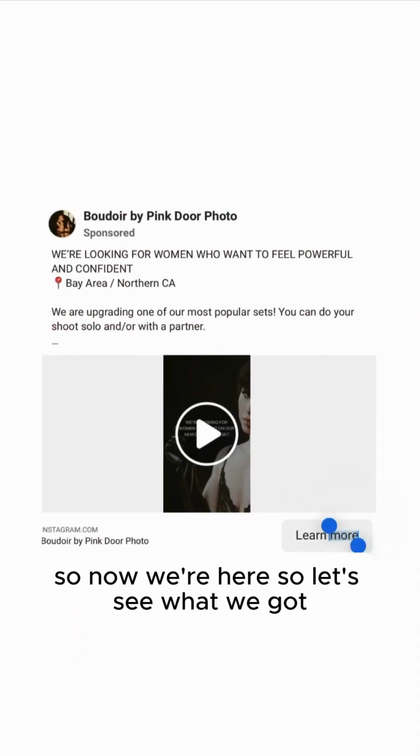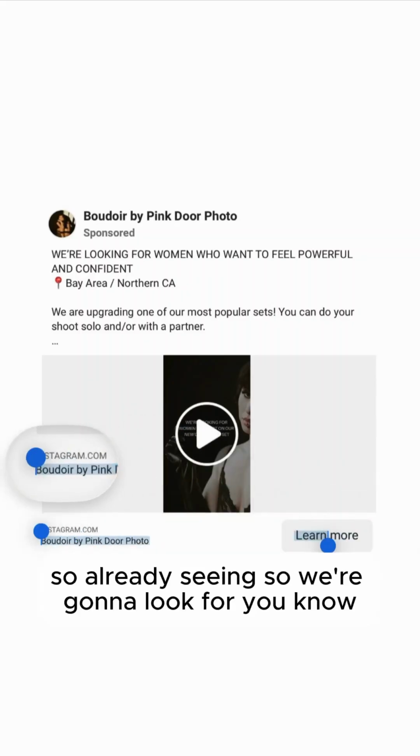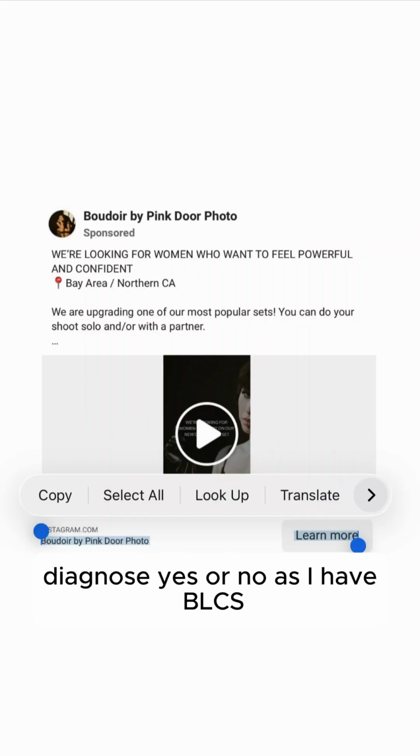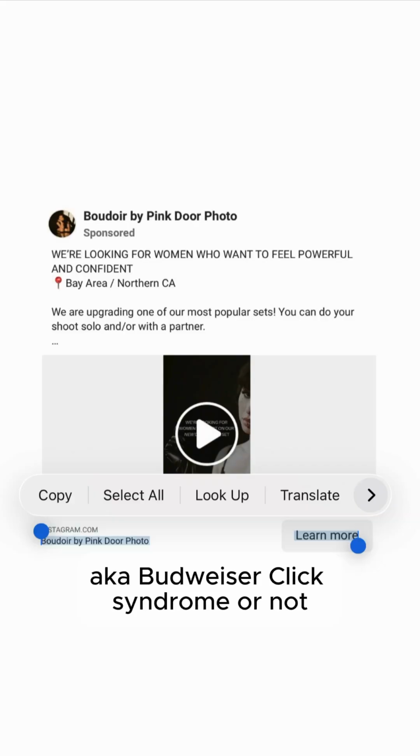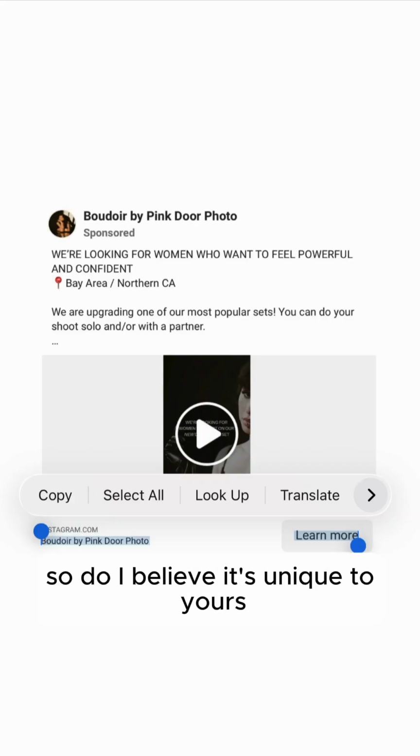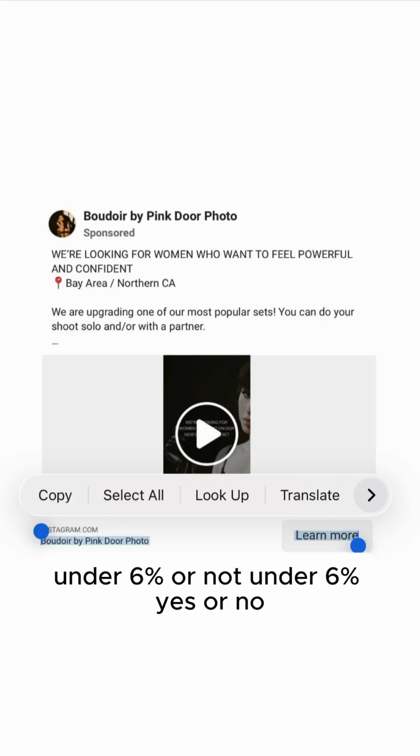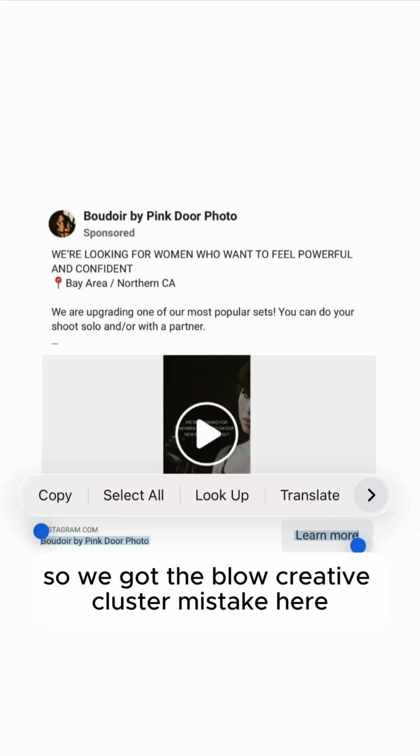So now we're here. So let's see what we got. We're going to look for, diagnose, yes or no, does it have BLCS, aka Boudoir low click syndrome or not? So do I believe its unique CTR is under 6% or not? Under 6%, yes or no? So we got the below creative cluster mistake here.